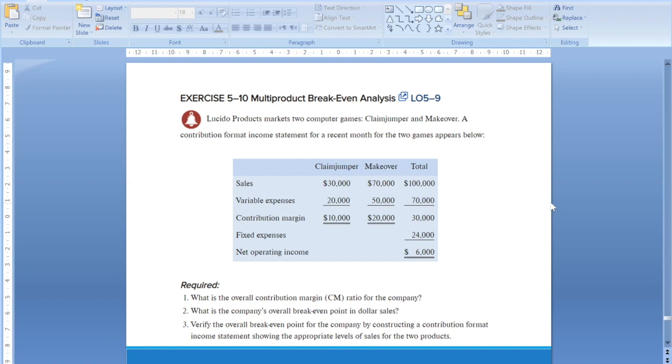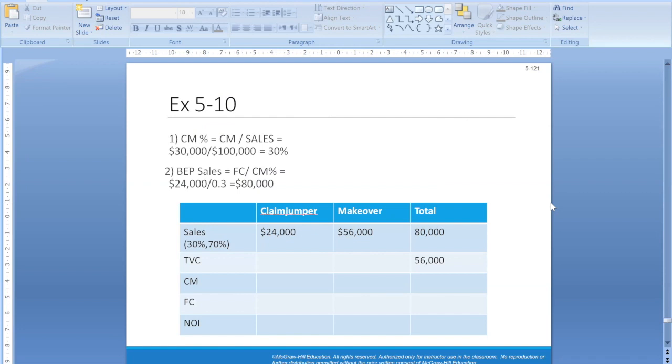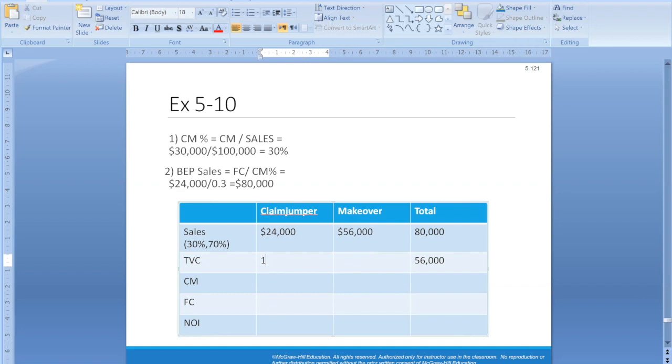So we say 20 out of 70 times 56,000. Let's calculate it. 20 out of 70 multiplied by 56,000 equals 16,000. 16,000 for the claim jumper and 40,000 for the makeover.